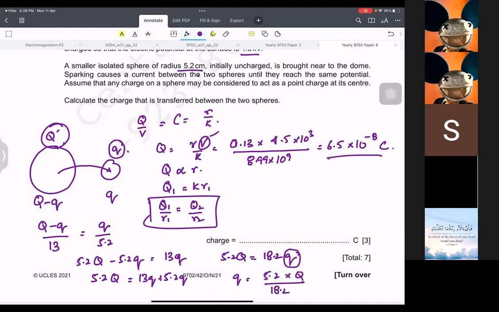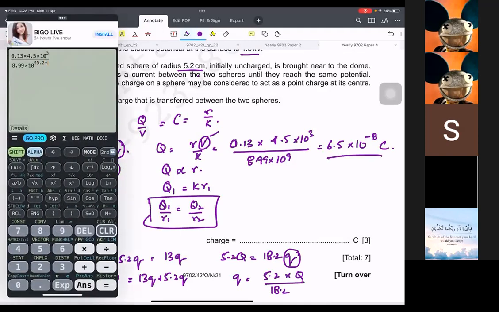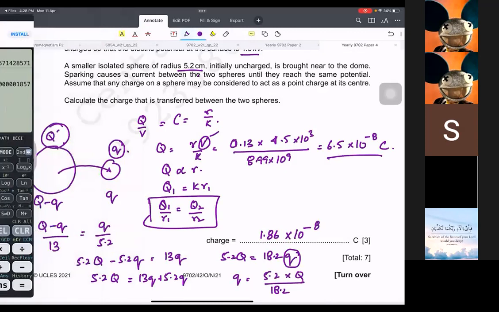Now Q we have already found out, so we're going to use this. So 5.2 divided by 18.2 multiplied by 6.5 times 10 to the power negative 8. So 0.85, okay, that's not an answer. So 1.85. Okay, 1.86. Correct. Yes, 10 raised to power minus 8 coulombs. Do you guys understand this?